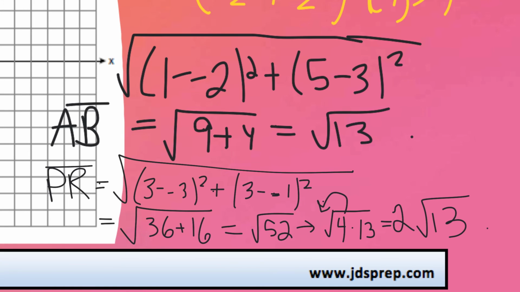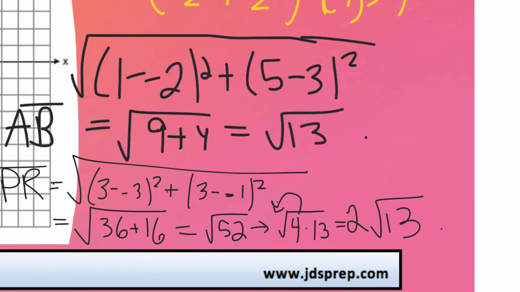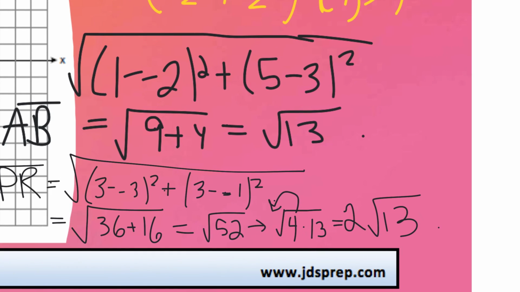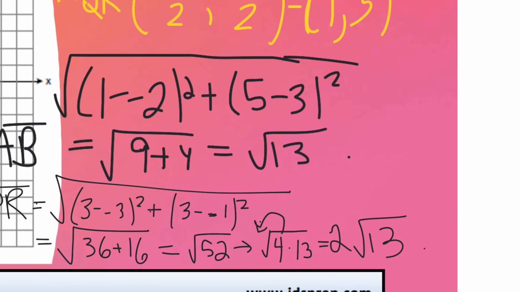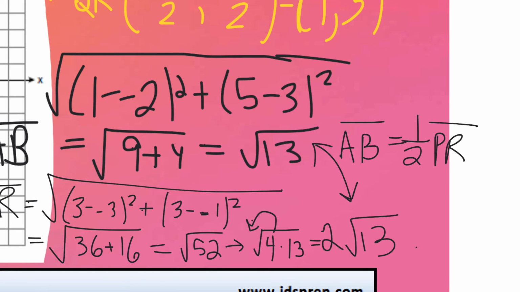And so at this point, we have essentially proven that the length of AB is half of PR. We can see that the length of PR is 2 root 13, and AB is just root 13. So you could probably write something along the lines of this here, where AB equals half of PR.